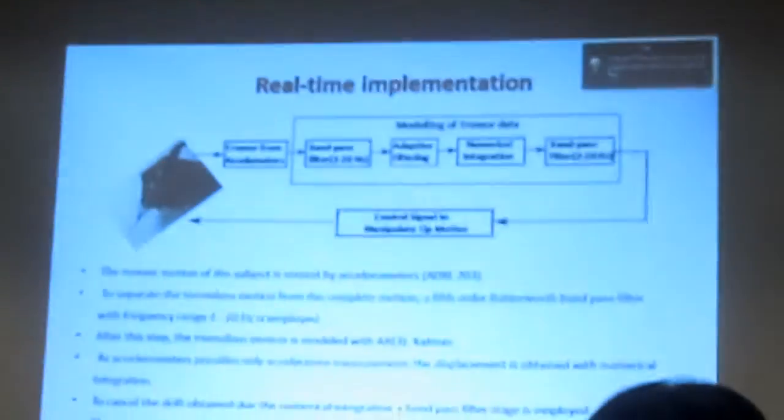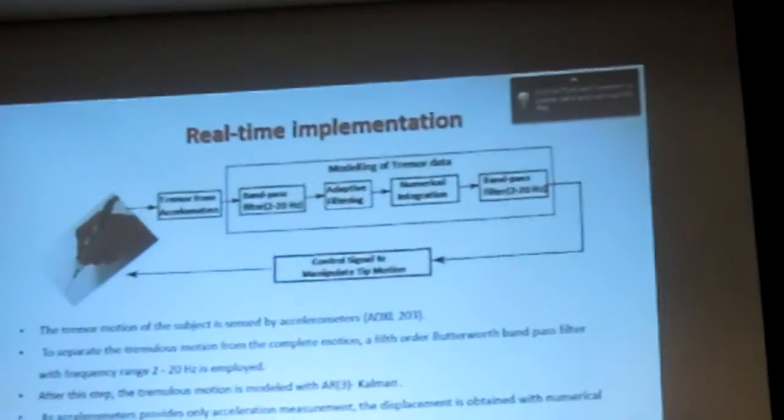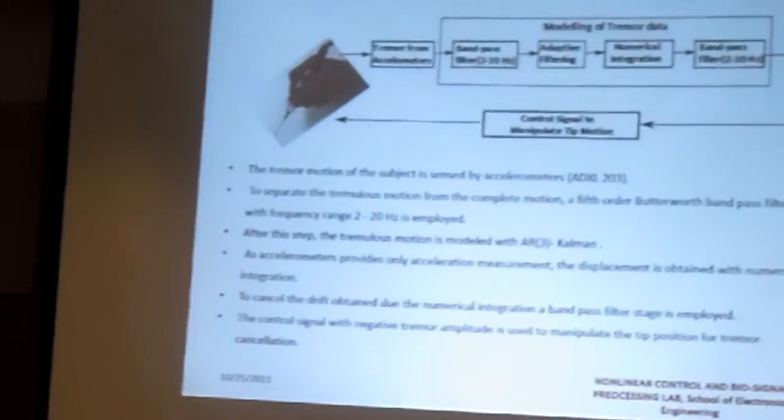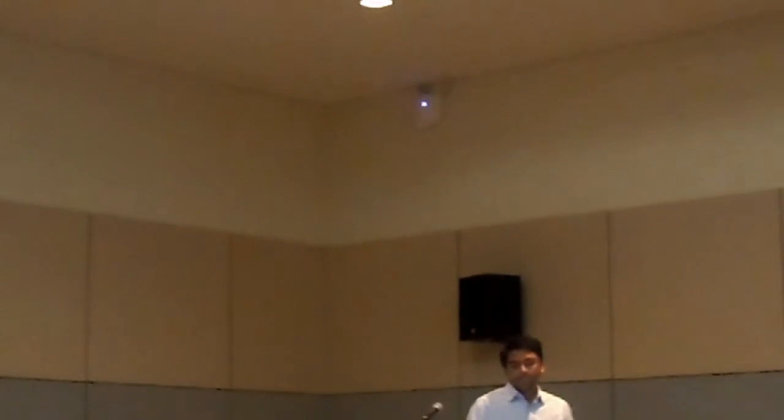After reading the data from the accelerometers, we have to model the tremor data in real time. For that, we bandpass the signal to separate the voluntary and involuntary motion, and then we do the adaptive filtering using this AR Kalman and use numerical integration to convert the accelerometer domain into the positional domain. Then we again bandpass the signal to cancel the drift obtained due to the numerical integration, and then give that signal as the control signal to manipulate the position of the Micron. Okay, these are the results shown in real time.